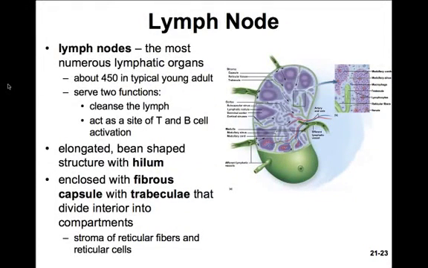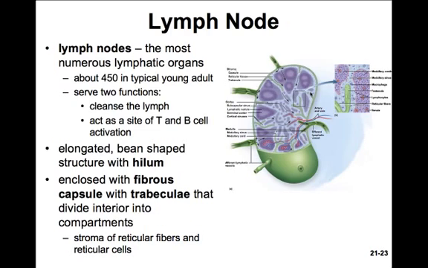Now on to the lymph nodes. Lymph nodes are the most numerous of lymphatic organs. There are about 450 in a young adult. And all these lymph nodes serve two primary functions. One is to cleanse the lymph, and the second is to act as a site for T cell and B cell activation should there be any invaders.